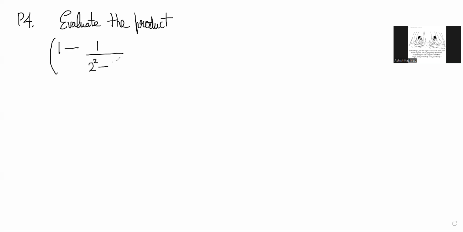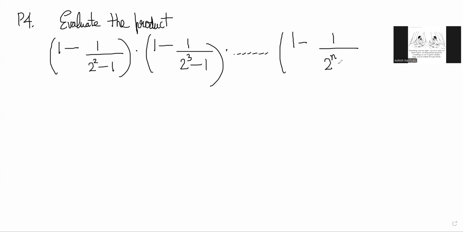This is problem 4. In this problem, you have to evaluate the product: 1 minus 1 by 2 square minus 1, times 1 minus 1 by 2 cube minus 1, times this goes on, 1 minus 1 by 2 power n minus 1. You have to find the answer for this product. This is a very easy question. All of you should be able to do it. So try it out yourself.